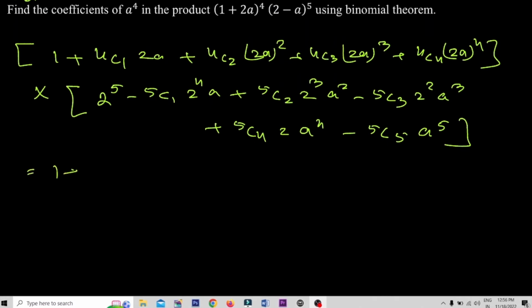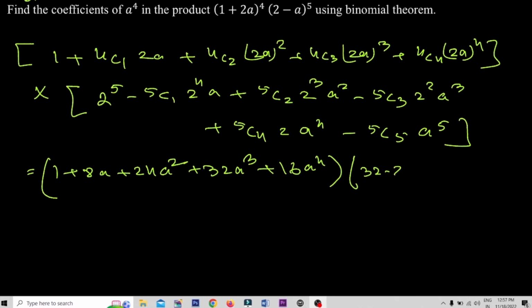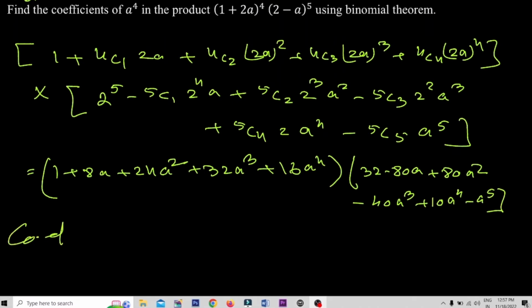So we are getting here 1 plus 8a plus 24a square plus 32a cube plus 16a to the power 4, which is multiplied by 32 minus 80a plus 80a square minus 40a cube plus 10a to the power 4 minus a to the power 5. Now the coefficient of a to the power 4, let us multiply.